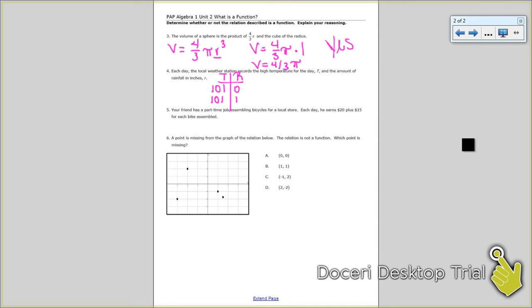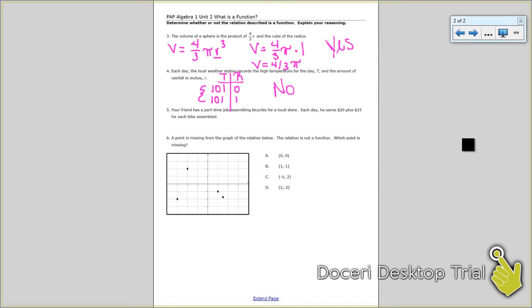Now you can see that I have one x value that is paired with two different y values. So I've got this number 101 that's paired with a 0 and with a 1. So this means this cannot be a function, because I have values that repeat and are paired with another number.